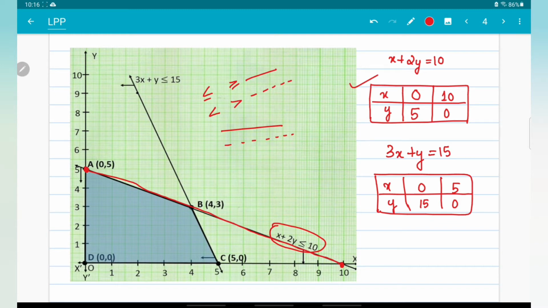So in this case, since we have got less than and equal to, we'll draw a normal straight line instead of a dotted line. So that is what we have drawn over here. So we plotted our first inequality. Now we will plot our second inequality, that is 3x plus y equal to 15. So the points are 0 and 15, that is 0 comma 15.